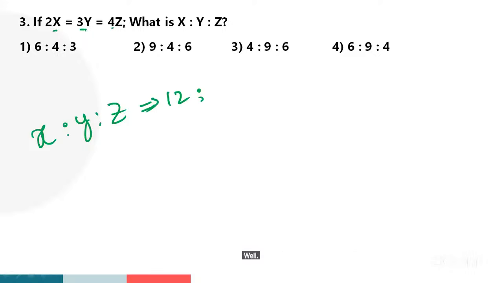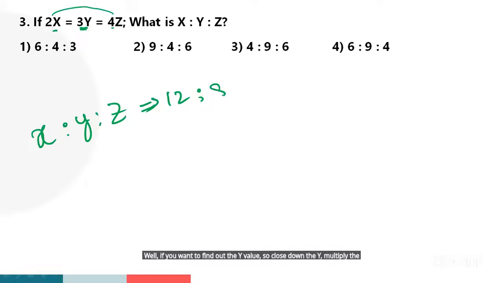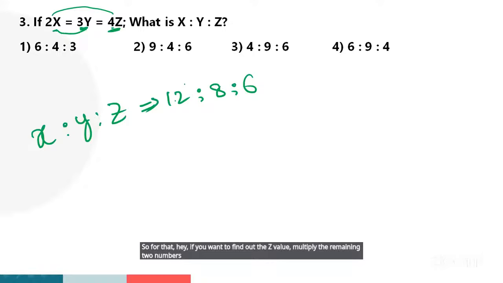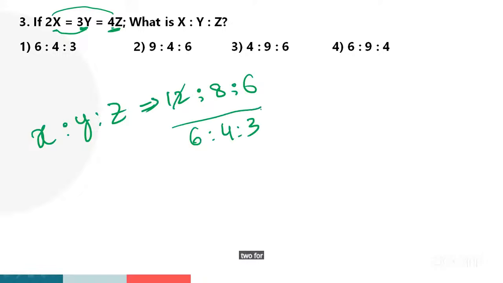Right. If you want to find out the y value, close the y and multiply the remaining two numbers. 2 4s are 8. If you want to find out the z value, multiply the remaining two numbers. 2 3s are 6. Let me calculate. 12, 8 and 6 give 6 is to 4 is to 3. Then the final answer here is 6 is to 4 is to 3. That's why option 1 is the right answer.